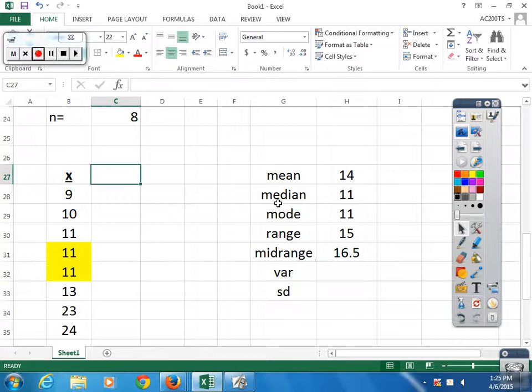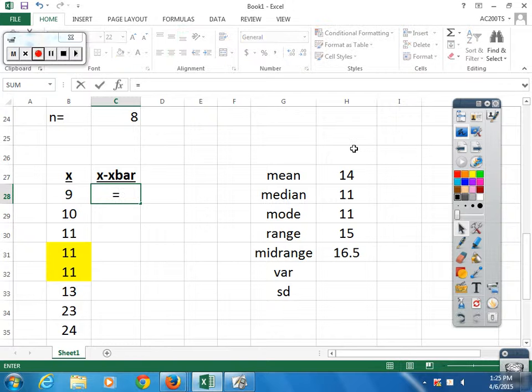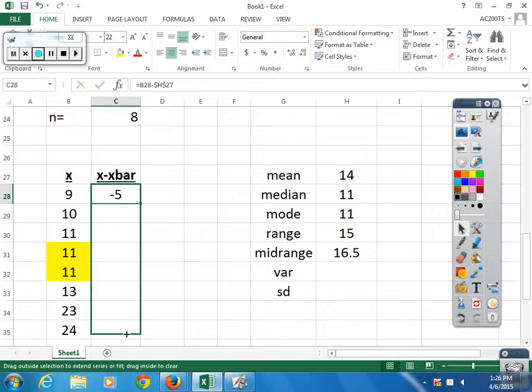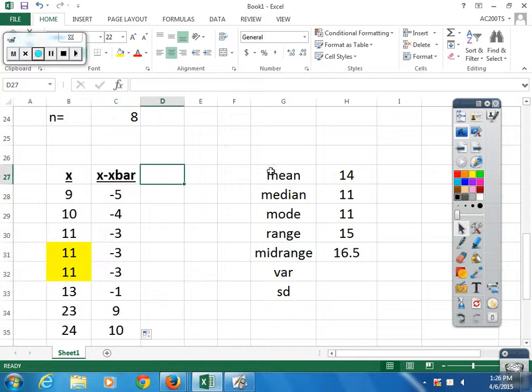All right. So, first thing we need for the variance is x minus x bar. That's equal to 9 minus 14, and then copy those down. And then what do we do with those? Square them.